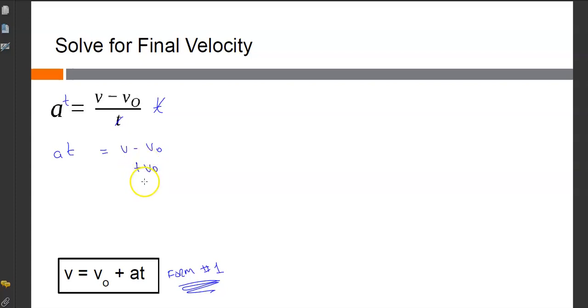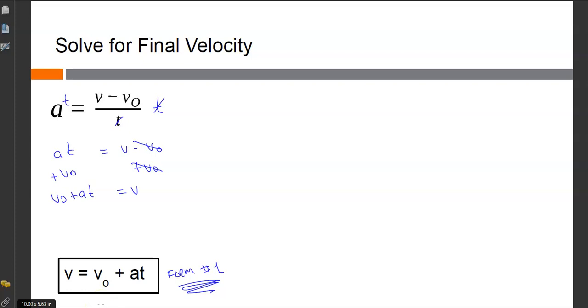So if I come in and add v naught to that side, then minus v naught cancels the plus v naught. Whatever I do to the right, I've got to do to the left too, though. So I'd have that right there, and that leaves me with v naught plus at. That's equal to v. And the only thing we have to do here is just switch sides, right? Let the v come over to the left-hand side, and the v naught plus at come over here. And that in the box is going to be called formula number 1.